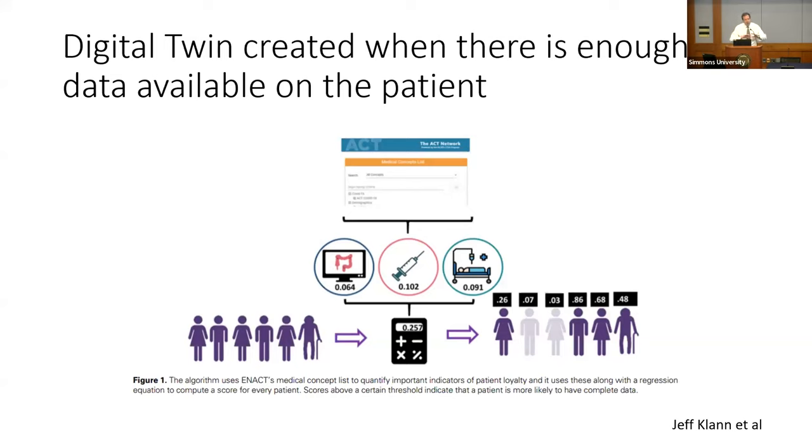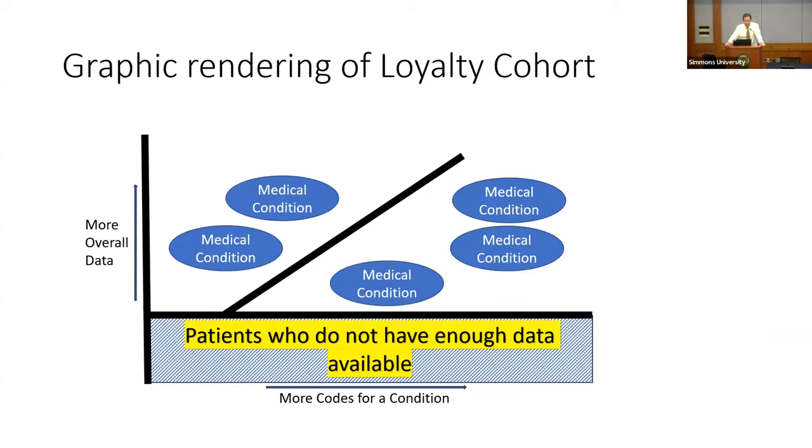We need something where patients have been followed for a long time. They've had lots of different opportunities to interact with clinicians who can really get a good broad assessment of who the patient is, what kinds of things they have, and tests that are very important to diagnose some of these things. And so we have this idea that we need a loyalty cohort, right? And that there's enough data available on the patient. In that way, all the patients who don't have enough overall data are not going to be candidates to be a digital twin, because we're just not going to know enough about them.